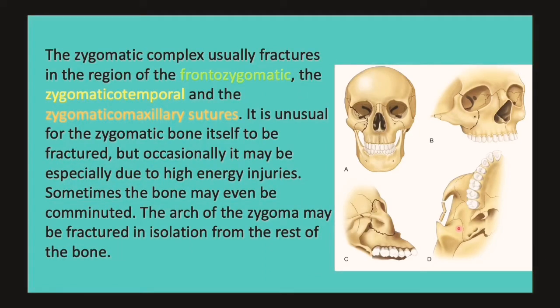The zygomatic complex usually fractures in the region of the frontozygomatic, the zygomaticotemporal, and the zygomaticomaxillary sutures, as you can see in this picture. It is unusual for the zygomatic bone itself to be fractured, but occasionally it may be, especially due to high energy injuries. Sometimes the bone may even be comminuted. The arch of the zygoma may be fractured in isolation from the rest of the bone.